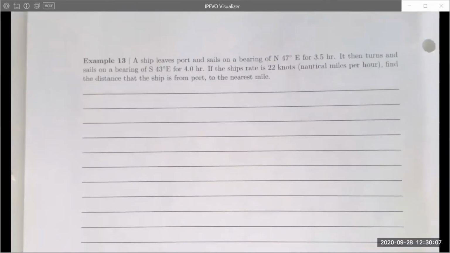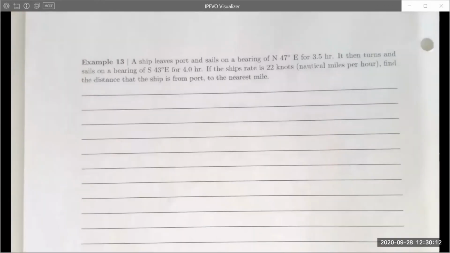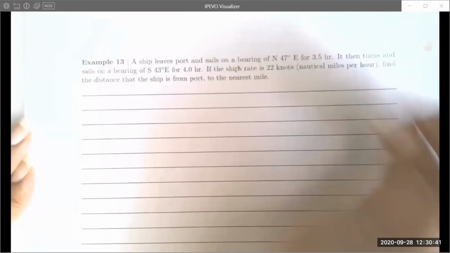One more problem involving bearing. This one reads, a ship leaves port and sails on a bearing of 47 degrees east from north for 3.5 hours. It then turns and sails on a bearing of 43 degrees east from south for 4 hours. If the ship's rate is 22 knots, which means miles per hour for a ship, find the distance that the ship is from port to the nearest mile. And of course, there is an apostrophe missing here that you can include.